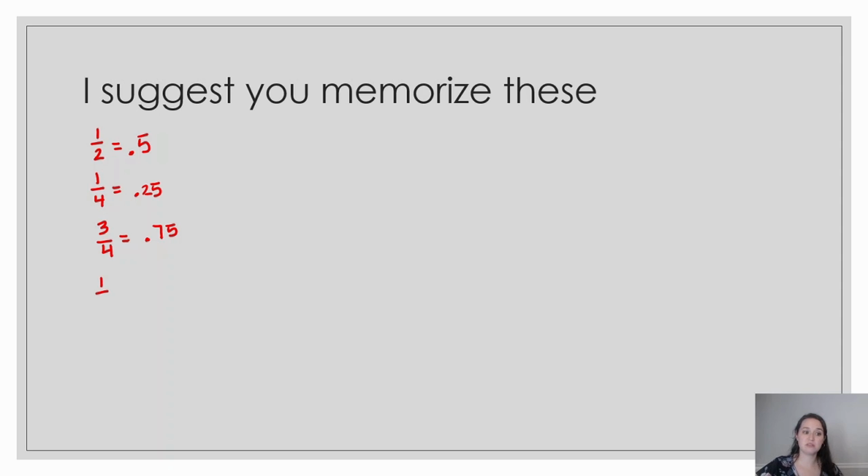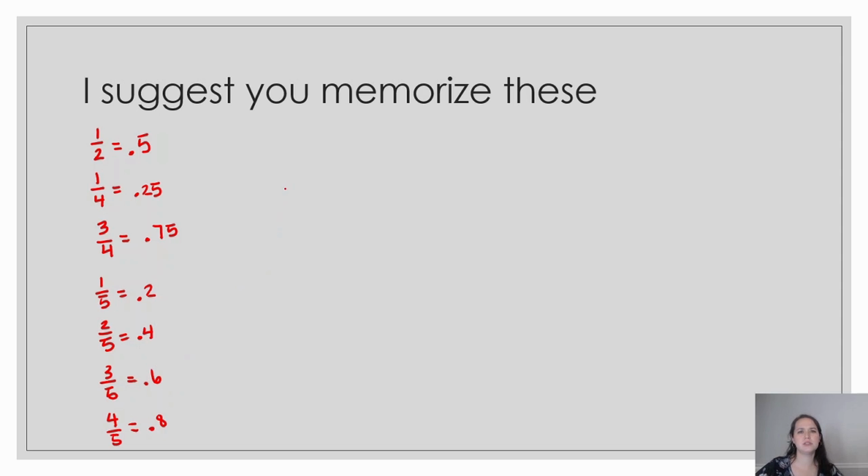I'd do the fifths. 1 over 5 is 0.2, 2 over 5 is 0.4, 3 over 5, 0.6. So what do you think 4 over 5 is? That's right, it's 0.8. Good job.